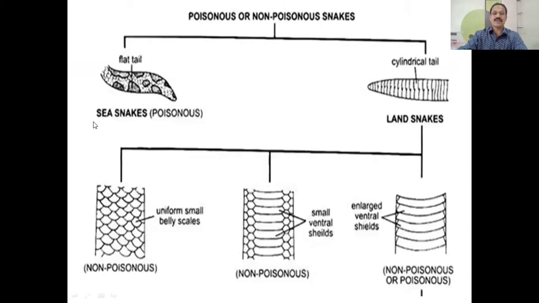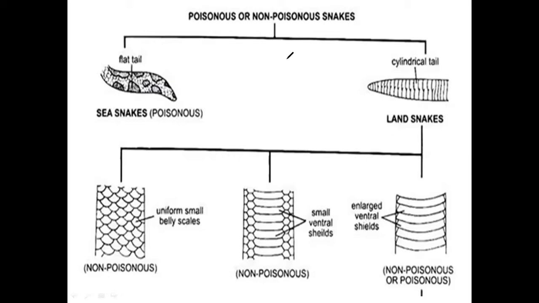So let us see which are the venomous and non-venomous snakes. Actually, this term is not in proper use. Most of the students could not understand the difference between poisonous and venomous. So in simple words, we will learn which are the poisonous and non-poisonous snakes. This is the chart or key by which we can easily understand the major characters by which we can identify poisonous and non-poisonous snakes.